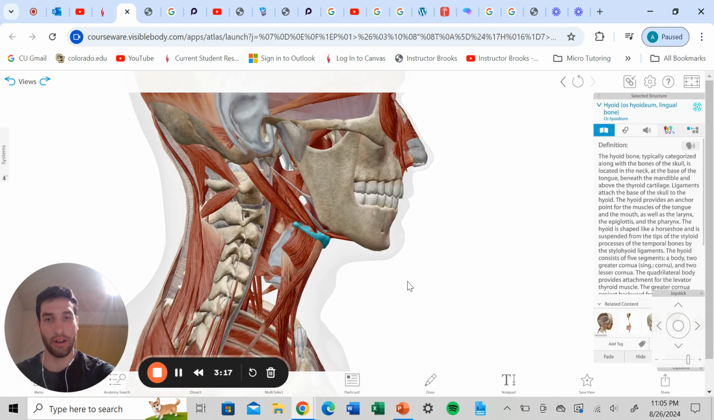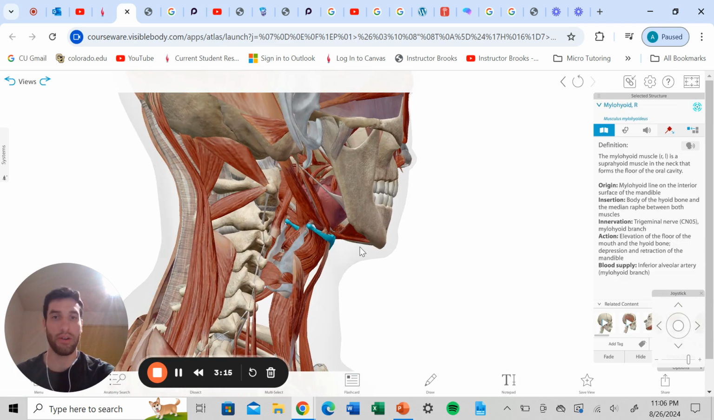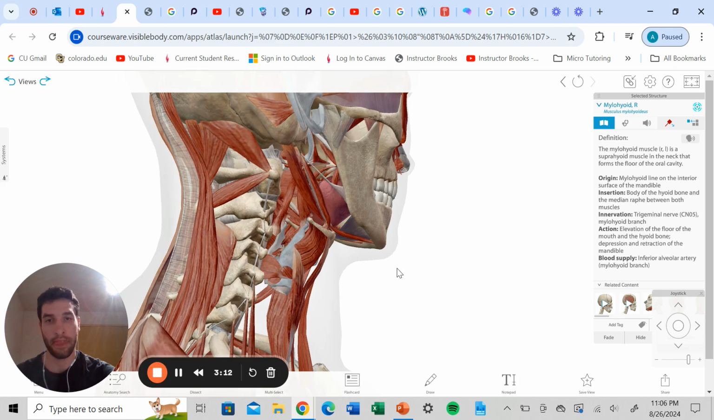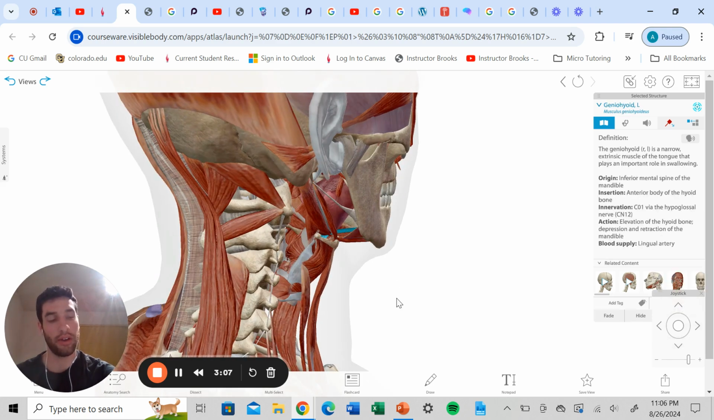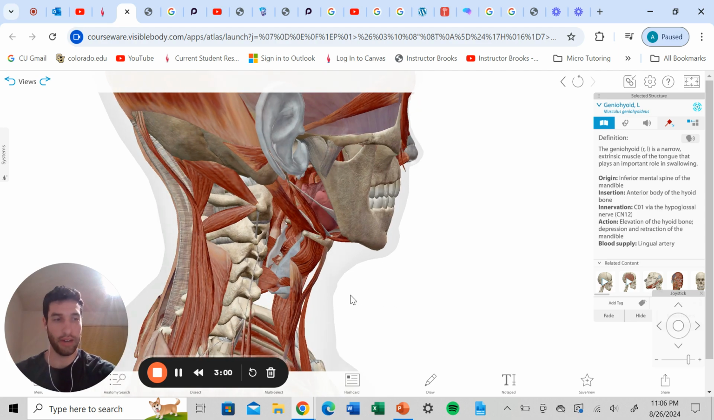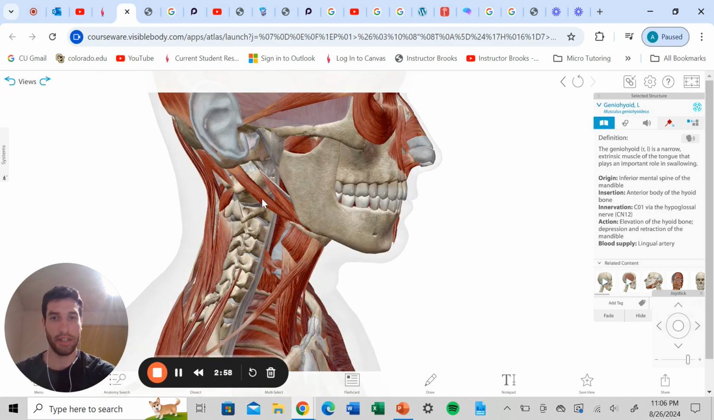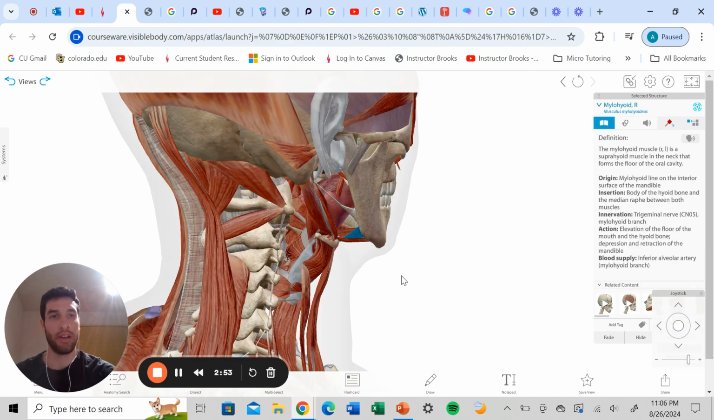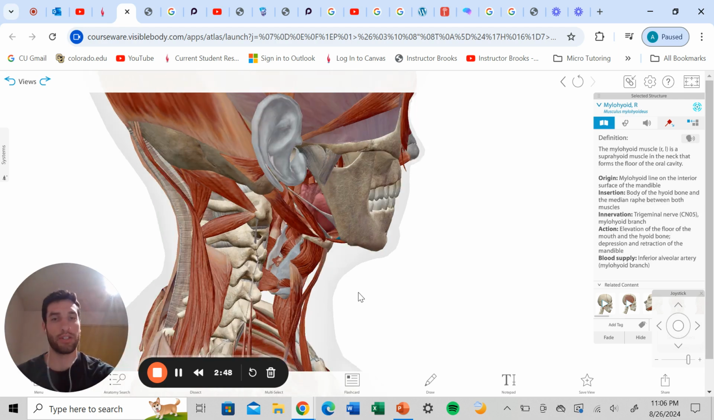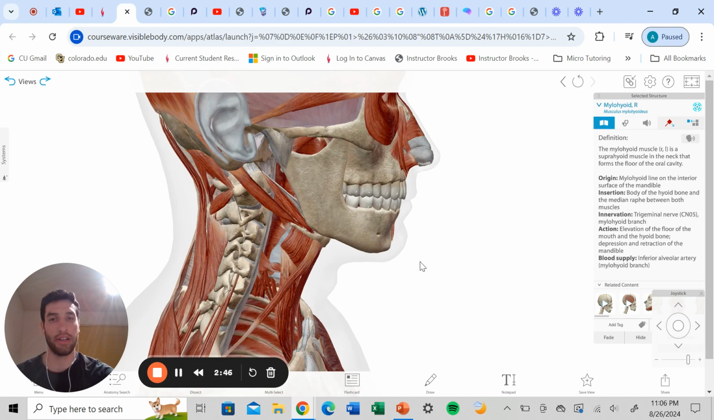And then we have other suprahyoids. We have our mylohyoid, which is like the base of the mouth. And then a little deeper, the geniohyoid. And then as far as innervation, again, they'll have different innervations, but one thing I want to point out is that for the digastric and the mylohyoid, they're both innervated by the trigeminal nerve, which is an important nerve because it's also going to innervate your masseter, but that's a different topic.